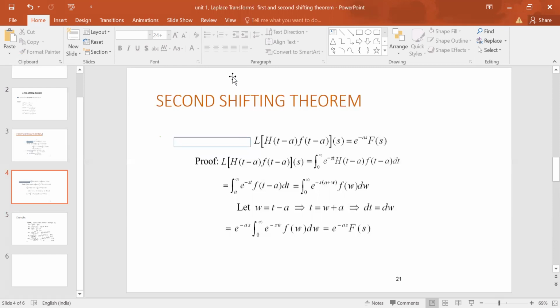So these are the few applications and definition part of the first and second shifting theorem, and we'll meet again in the next video.